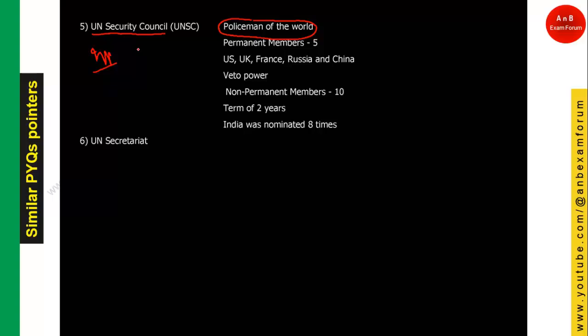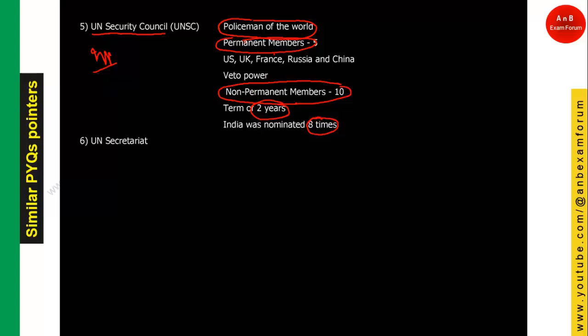So this organ deals with security and peace. Basically, this is very important: there are 5 permanent members and 10 non-permanent members. Since they are non-permanent, their tenure is 2 years. Once again, there are 5 permanent members and 10 non-permanent members, and the term of non-permanent members is 2 years. As a non-permanent member, India has been nominated 8 times, and I think the maximum number of times, Japan has been nominated.